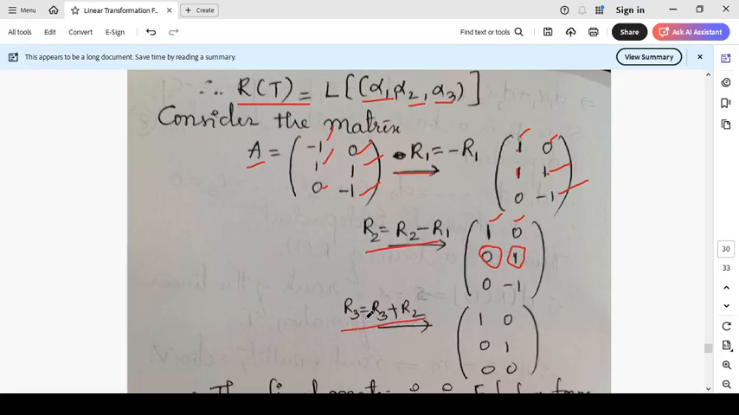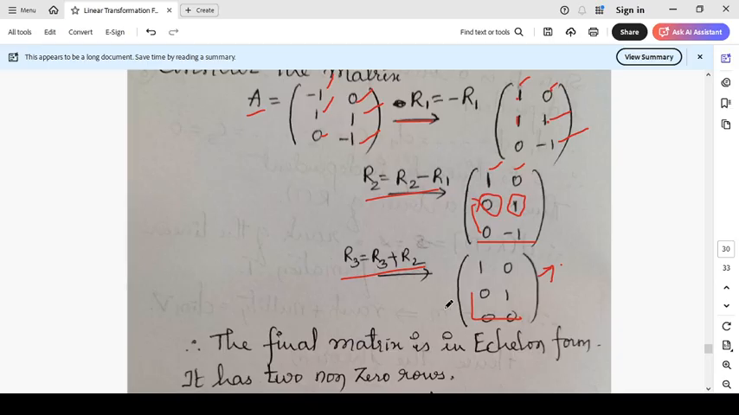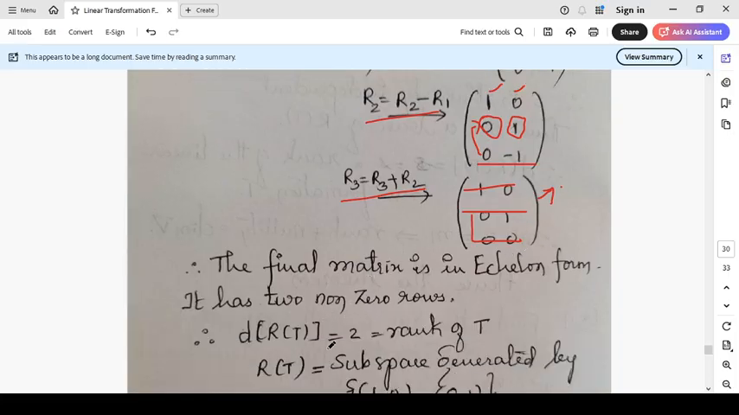So if you observe R3, if I do R3 plus R2, then 1, 0 as it is, 0, 1 as it is, only the third row will change over here. So 0, minus 1 we have, R3 plus R2: 0 plus 0 is nothing but 0, and minus 1 plus 1 will be 0. So the lower triangle is 0, and this is in echelon form. Therefore, if you observe the non-zero rows, there are 2 non-zero rows over here. Therefore, the rank of this matrix is 2.